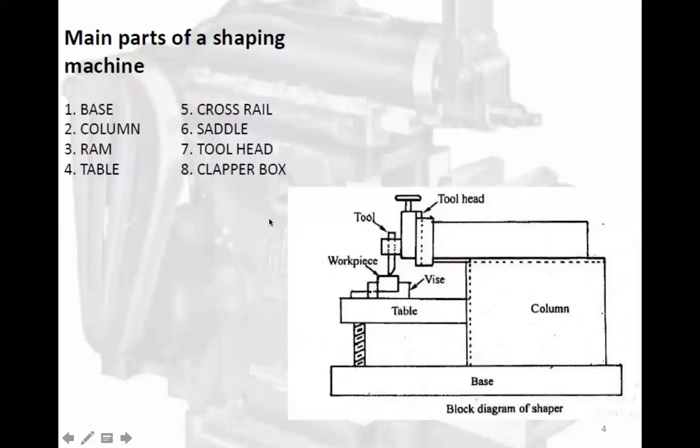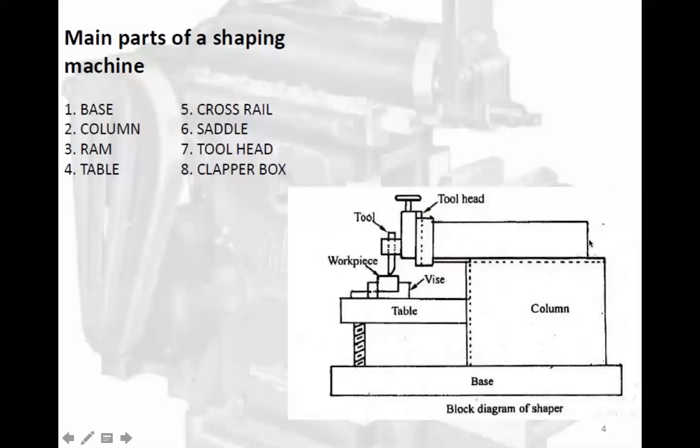So this is a vertical column and the base. These are the basic components of any shaper machine. So this is the base, and then the column. Column is nothing but the vertical column, and this is the RAM, and this is the typical table, and this is the cross rail, whatever you have seen in the class in the previous slide. So this is the cross rail and saddle. Actually, saddle is considered as this one.